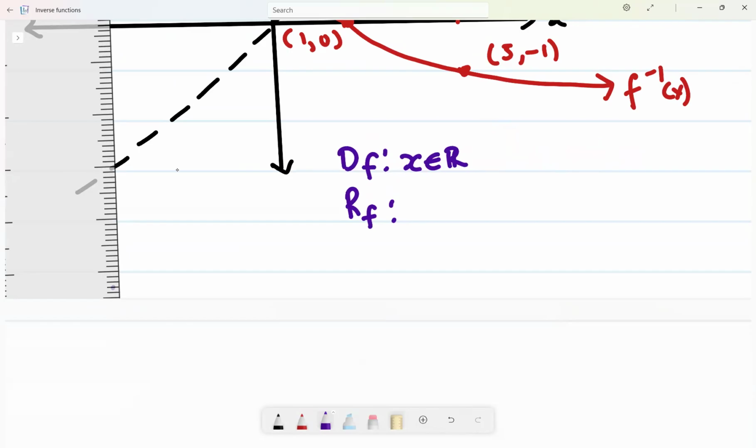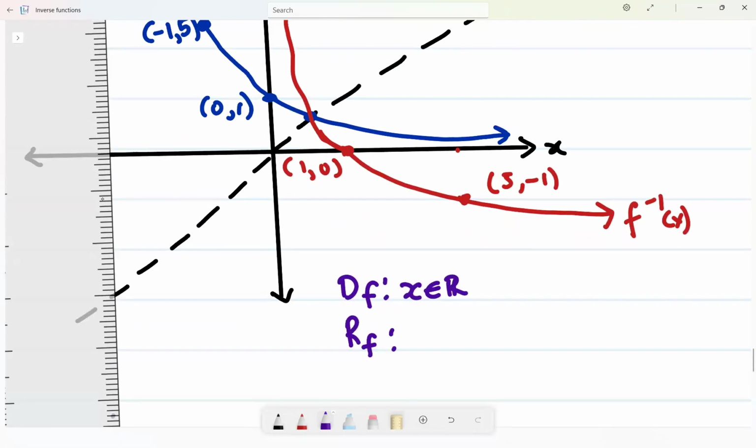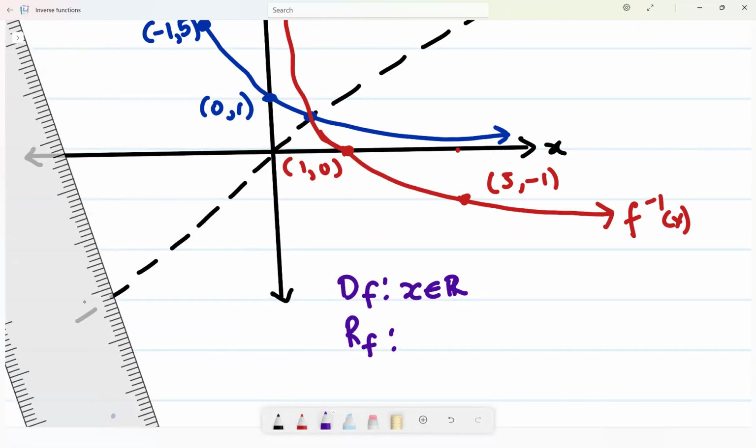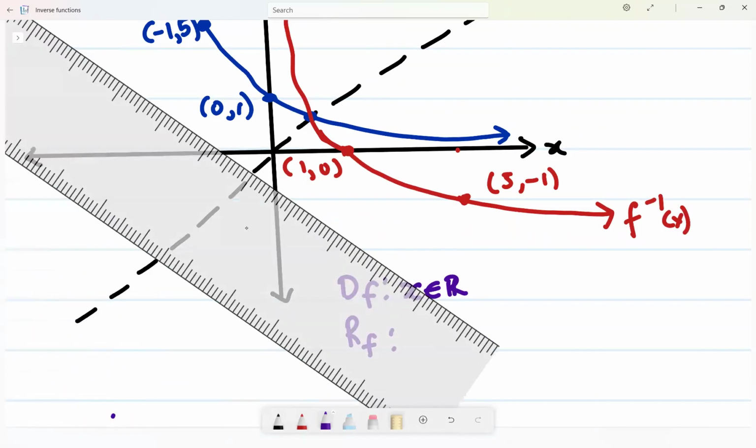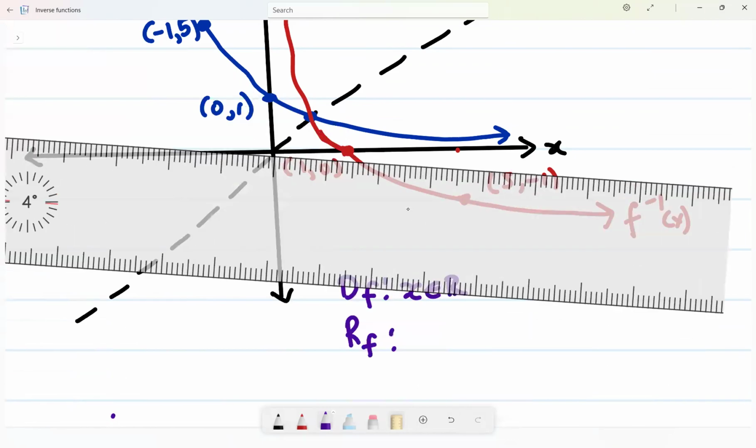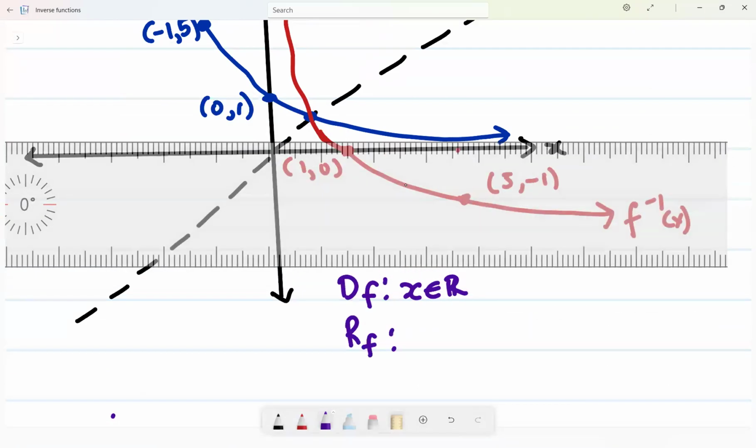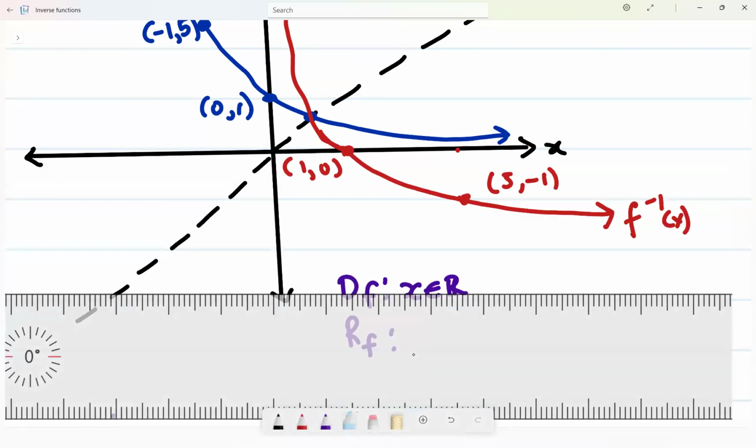Now let's find the range of f. What is the range of f? The range of f is all elements of y. Where does it start? It starts here. I catch it here where x is equal to 0. But now, sorry, this is the range, so I'm looking at y values. So y is equal to 0 here at the x intercept, okay? It is always 0 there.